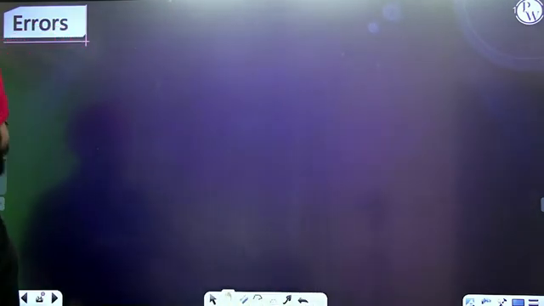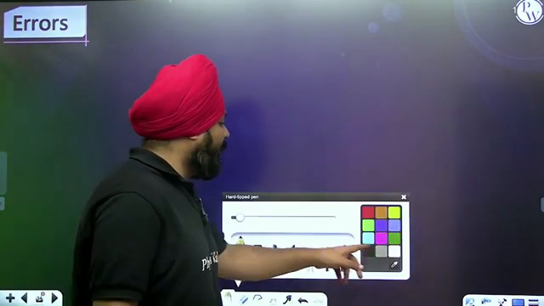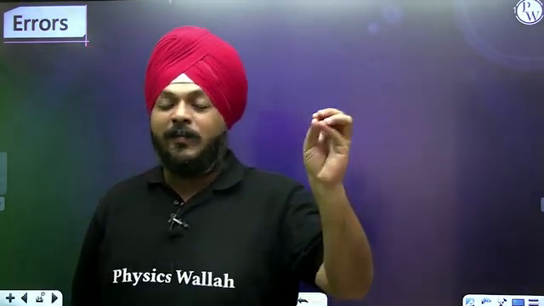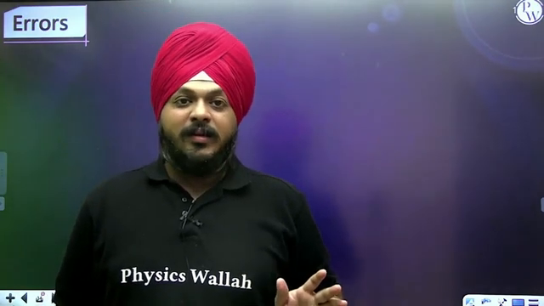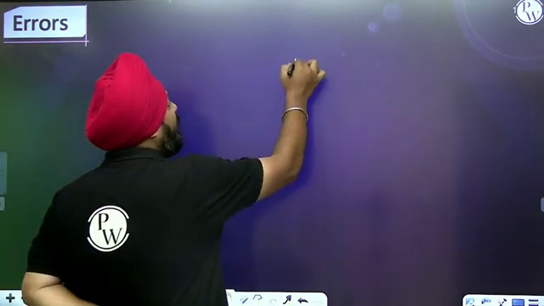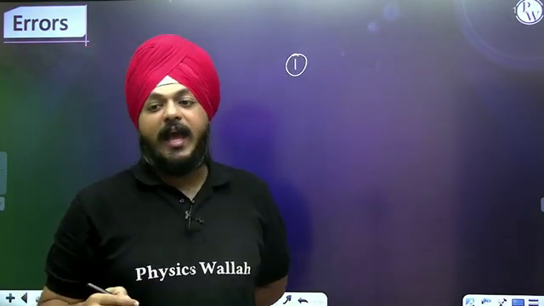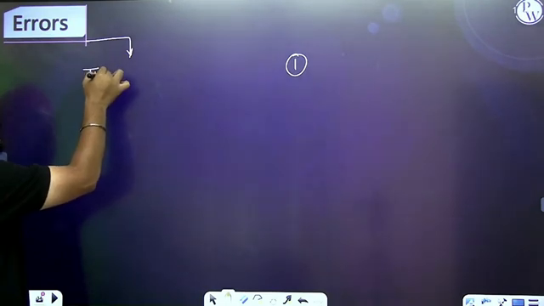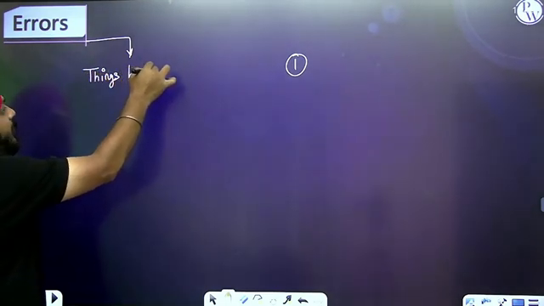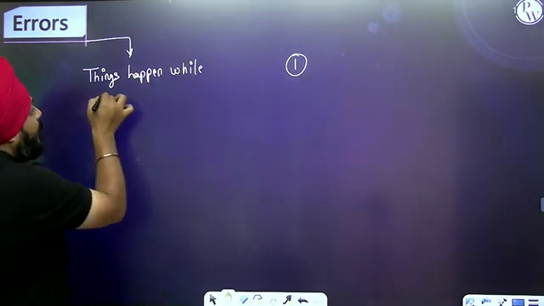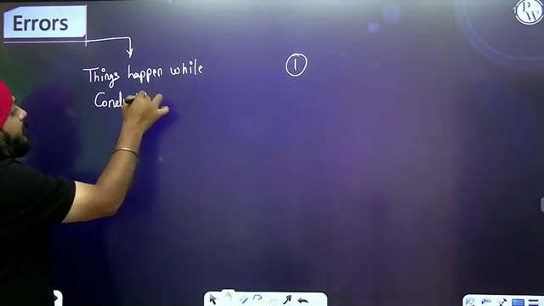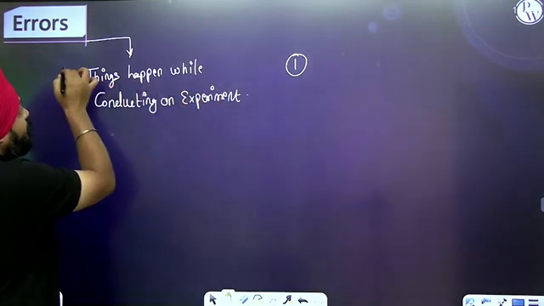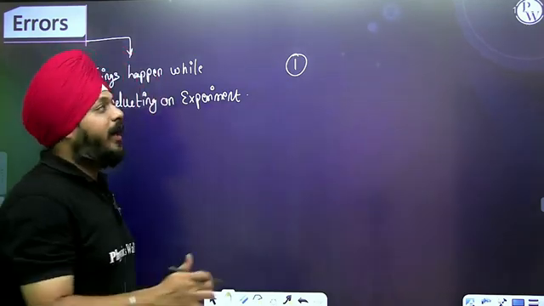Okay, errors. Errors are simply defined. It is a very easy concept to understand, and it is completely based on 4 to 5 formulas. There are many types of questions coming up in an examination. Errors is all about things that happen while conducting an experiment.